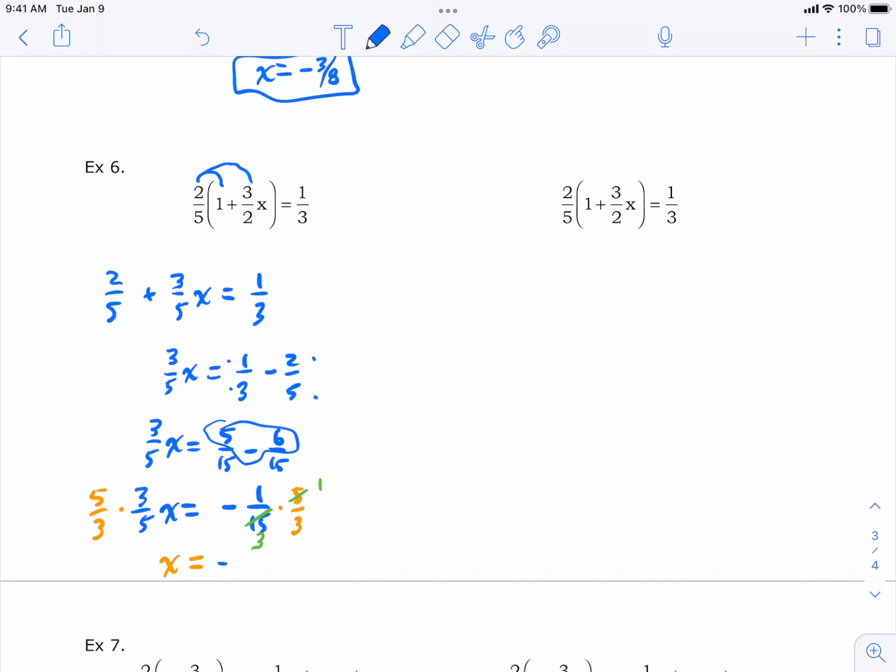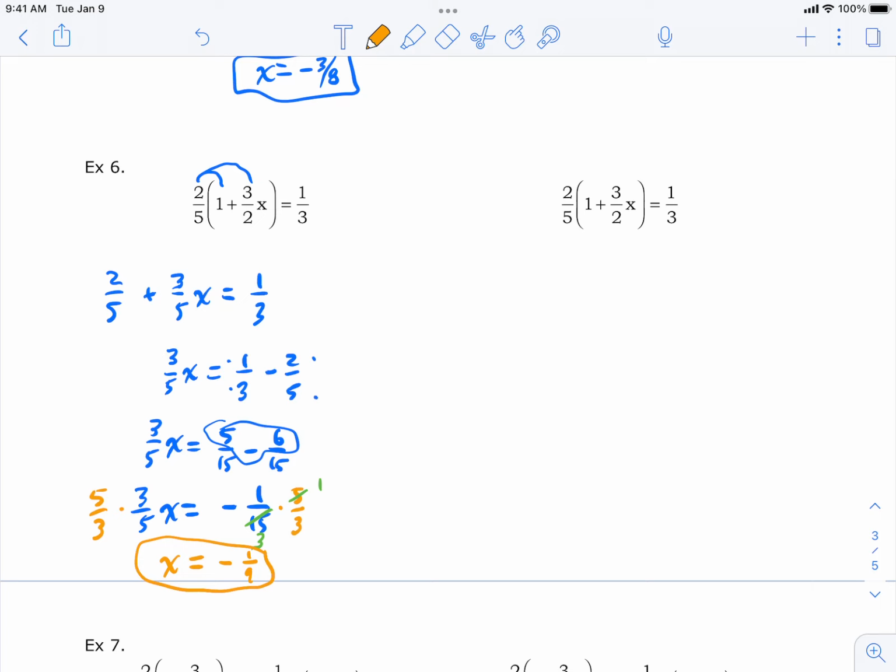Oops. Let's get the right color here. And first of all, it's negative. 1 times 1 is 1. 3 times 3 is 9. You're supposed to get negative 1/9. That actually wasn't so bad doing it the brute force way. But if you wanted to do it by clearing fractions, you could.